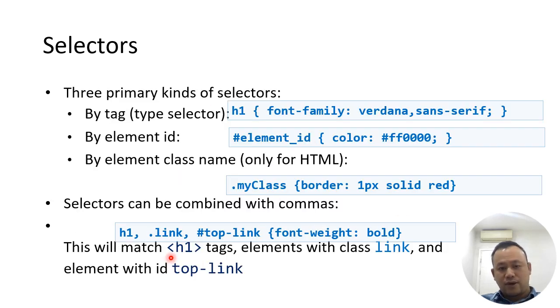There are three primary kinds of selector: by tag, by element ID, and by element class name. Moreover, selectors can be combined with commas. Look at this symbol. It matches the H1 tag and elements with the class link, and with the top ID links.